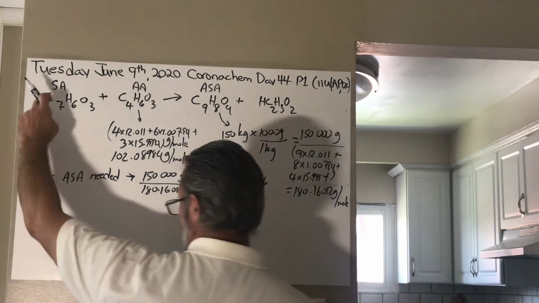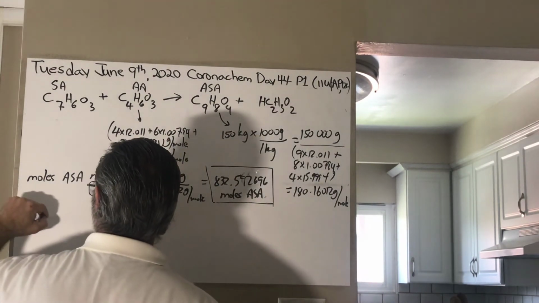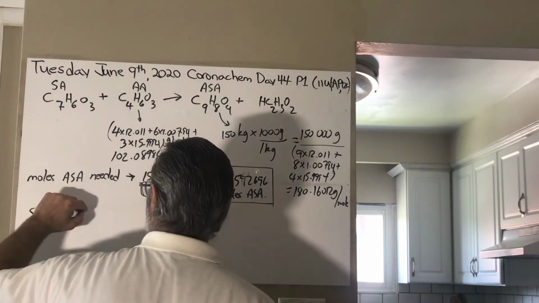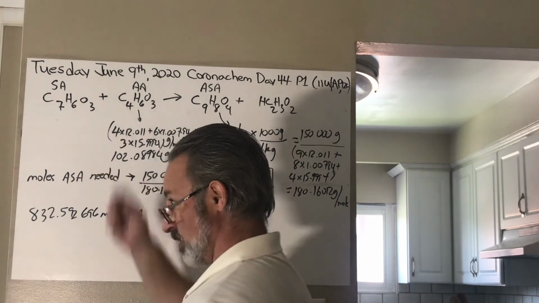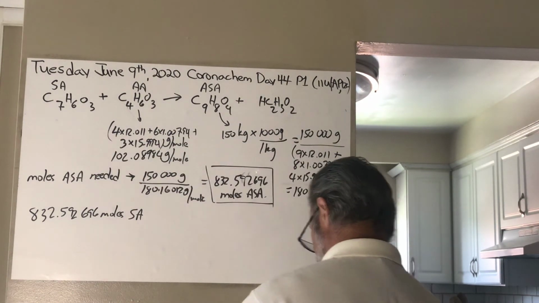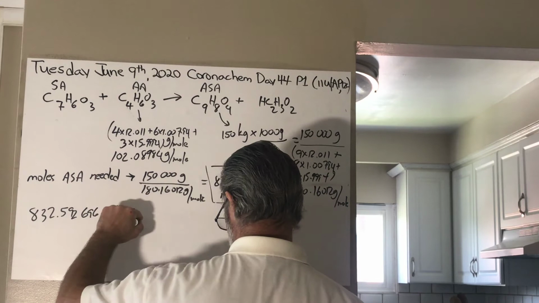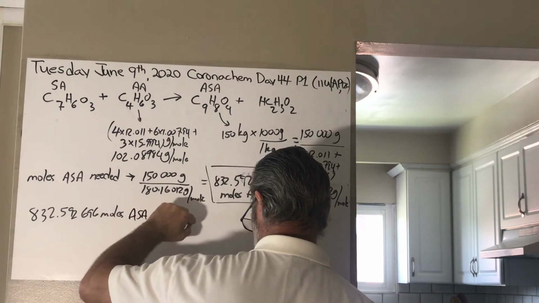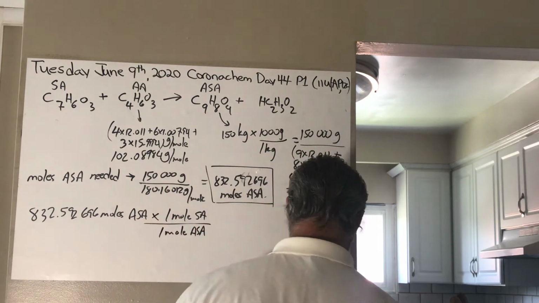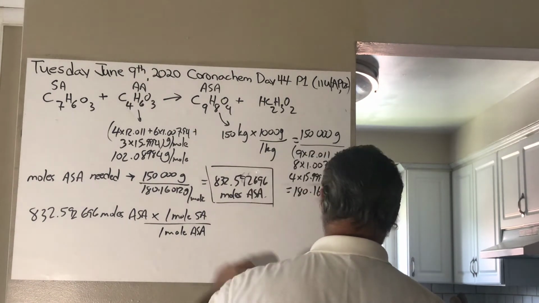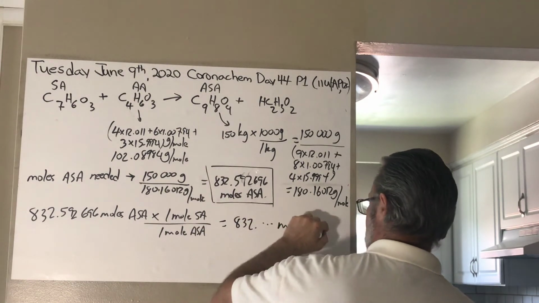Because the stoichiometry is 1-to-1, you're going to need the same number of moles of SA. So 832.592696 moles of salicylic acid is needed because of the 1-to-1 ratio. So that means, I should write that down. ASA times 1 mole of SA for every 1 mole of ASA means I will still need 832 point blah blah blah moles of SA.